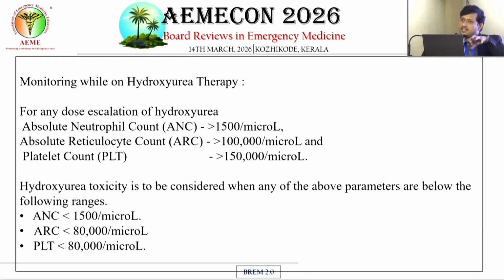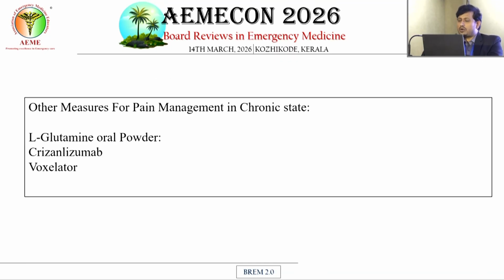All these things we are discussing are to prevent VOC complications. How to manage VOC, we will see later. Okay, when you start hydroxyurea, you have to monitor the CBC closely, and whenever the absolute neutrophil count, absolute reticulocyte count or platelet count falls below 80,000, you have to stop the drug and look for alternative management. That is the reason why we have to closely monitor the patient. So these are the new drugs.